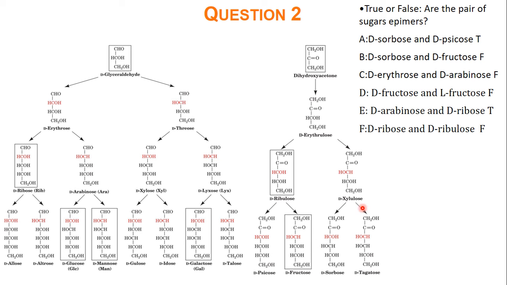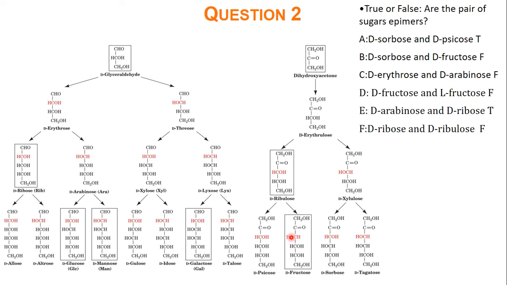If you look at erythrose and arabinose, here is arabinose and erythrose is up here. We have different numbers of carbons, so they can't be epimers. You need the same number of carbons. How about D and L fructose? D and L fructose cannot be epimers of each other.